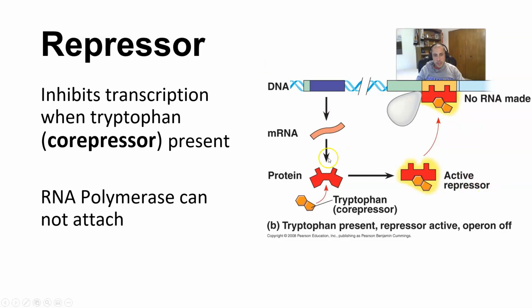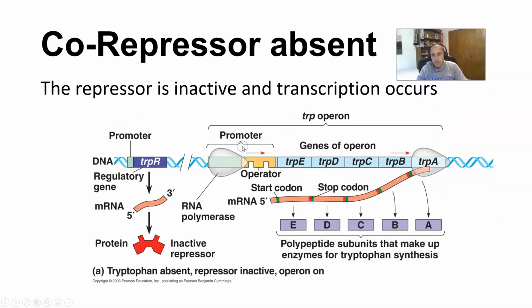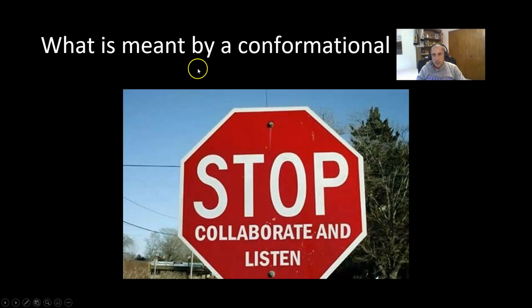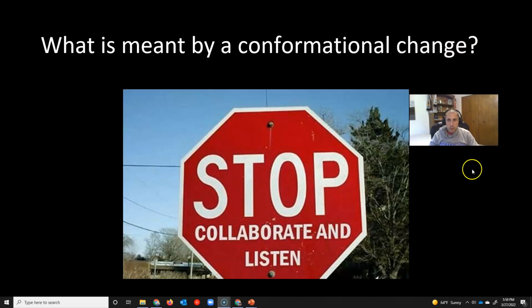So this is a repressor because it's stopping. A repressor inhibits transcription when tryptophan, which is the co-repressor, is present. This is kind of like what we had with our allosteric reactions with enzymes. When the co-repressor is absent, the repressor is inactive, and transcription occurs, just like we're seeing here. There's no tryptophan, it changes shape, it's not fitting into the repressor, and we start. So what is meant by a conformational change? Remember, a conformational change is when one piece fits into another that changes the shape and therefore changes the function.